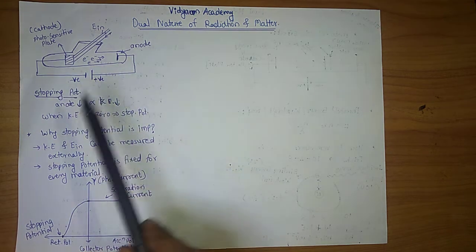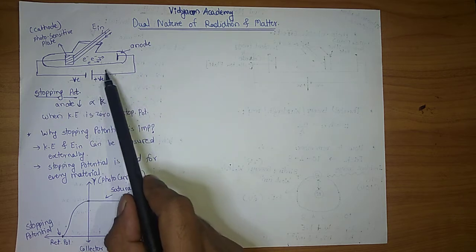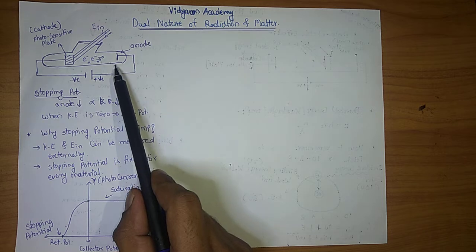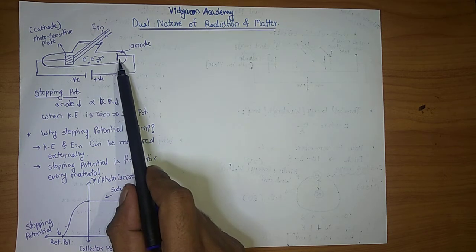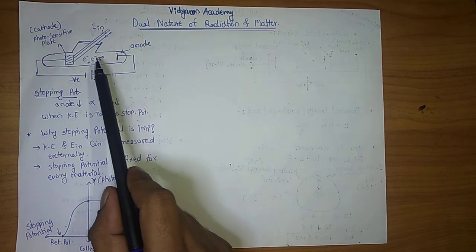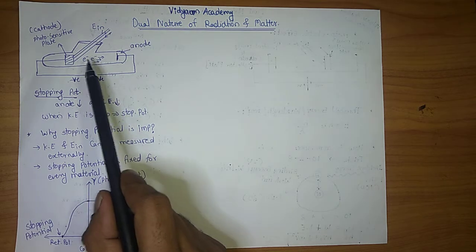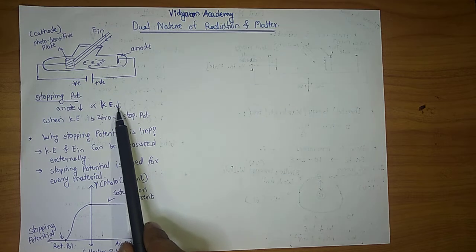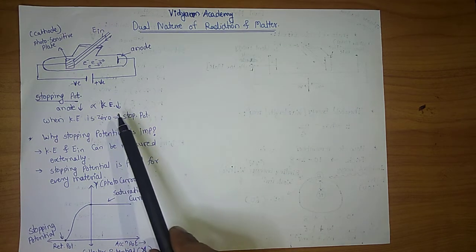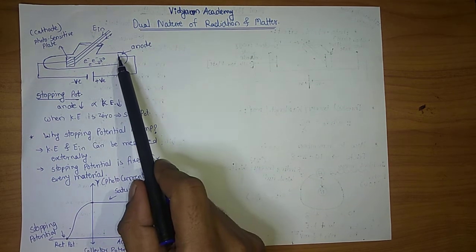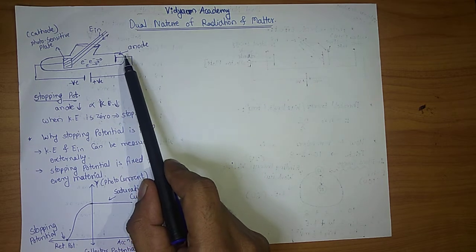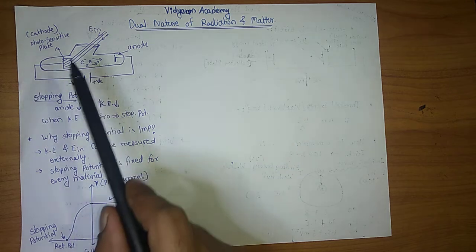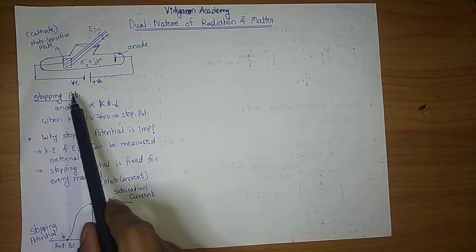Now we have also learned that we will try to decrease the potential of the anode so that the potential will go to a negative value. So the negative anode will try to repel the negatively charged electrons, so that their kinetic energy will also decrease, and so there will be a certain negative potential of the anode at which the flow of electrons will stop fully. That potential is known as stopping potential.